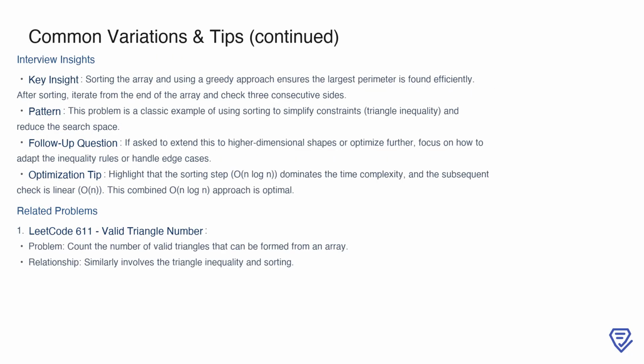To perform well in interviews, it's important to understand the key insights of this problem. Sorting the array and using a greedy approach is the most efficient way to find the largest perimeter. After sorting, you can iterate from the end of the array to check 3 consecutive sides. This not only simplifies the triangle inequality check but also ensures the largest perimeter is found. This problem highlights a common pattern in algorithm design, where sorting helps simplify constraints and reduce the search space.